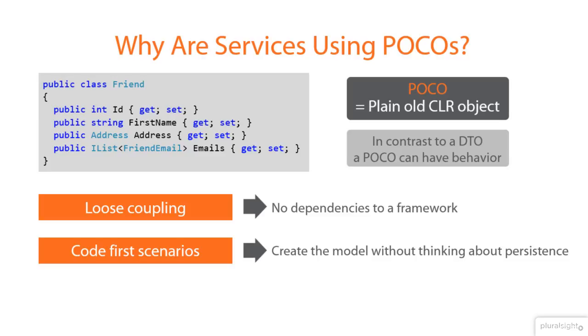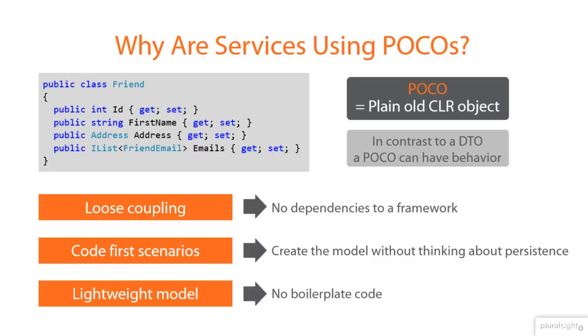Another point why POCOs are very popular is because they are lightweight. Many developers love POCOs because there is no boilerplate code in them. Okay, so far some points why services are using POCOs. Now let's look at the challenges that you have when you receive your models as POCOs in your client application.